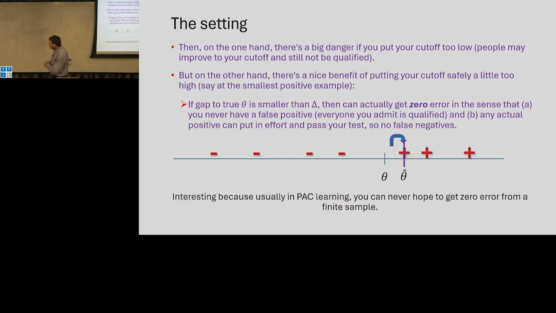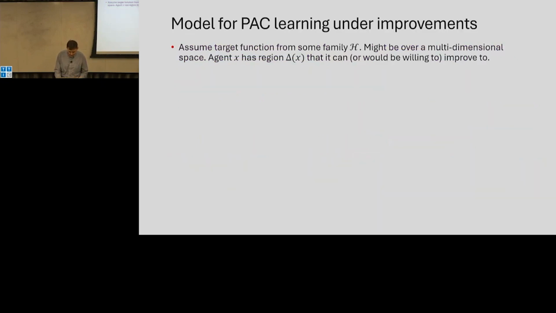It's kind of interesting because usually in PAC learning, you can never hope to get zero error from a finite sample unless the whole setting was really trivial. Usually in any non-trivial setting, you can't really hope to get zero error. But here you can, though you are forcing agents to do it. So this is a model for PAC learning under improvements.